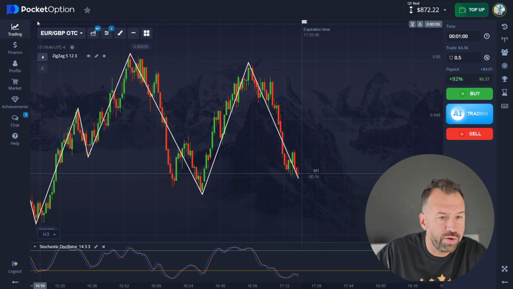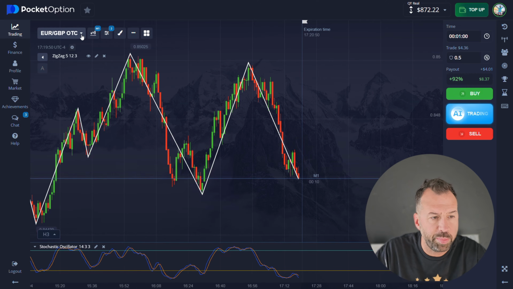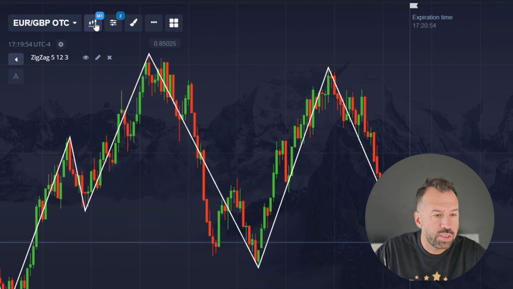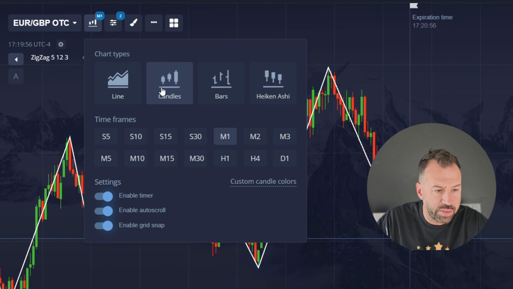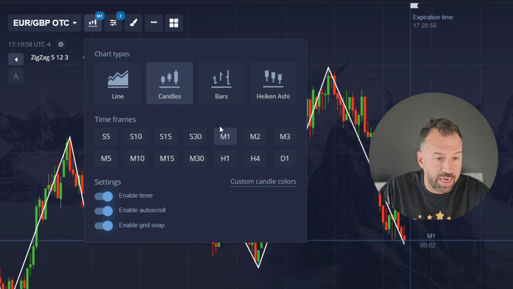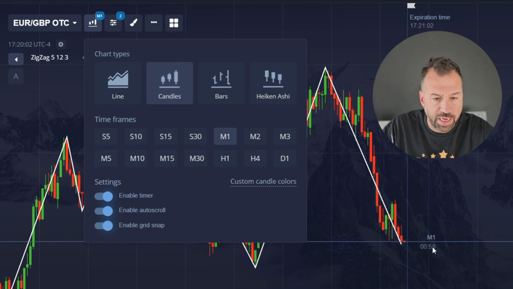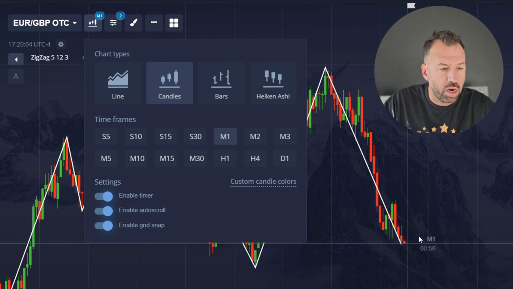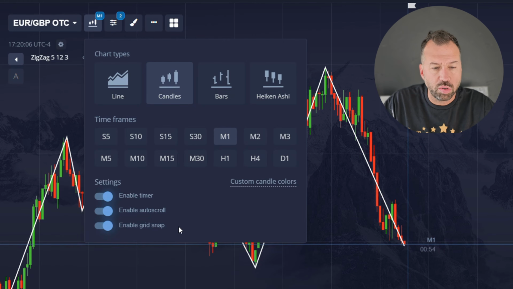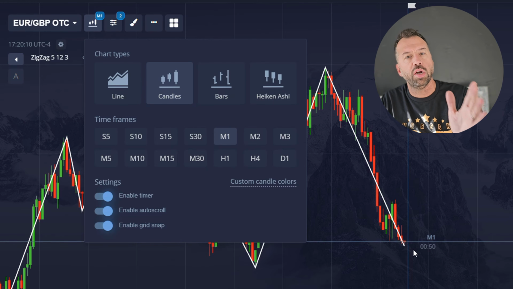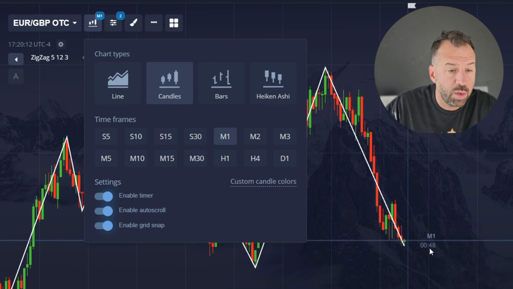Okay, so I don't have anything posted up here. I don't have any OTC pairs up here. So we're just going to go through what I have for a setup. I am on standard candles, and I'm using the 1 minute timer, M1, and I've enabled the timer, which is right here. I like to see the timer, and auto scrolling and auto grid snap. Auto scrolling means that this chart is going to move to the right with us.